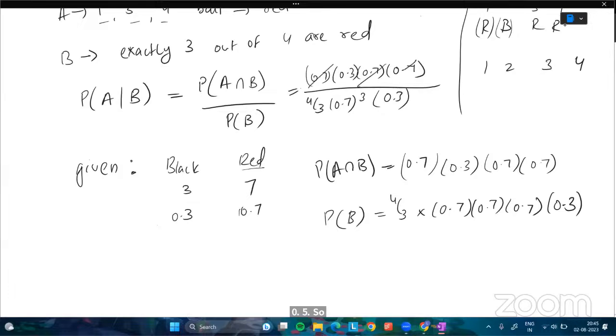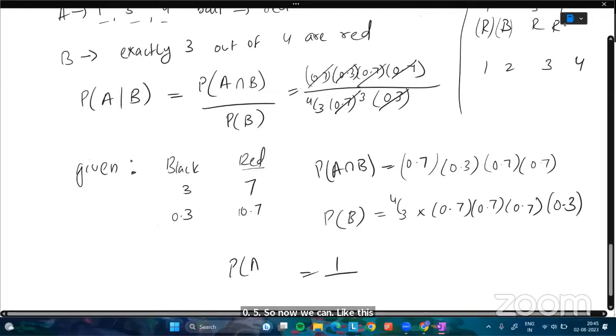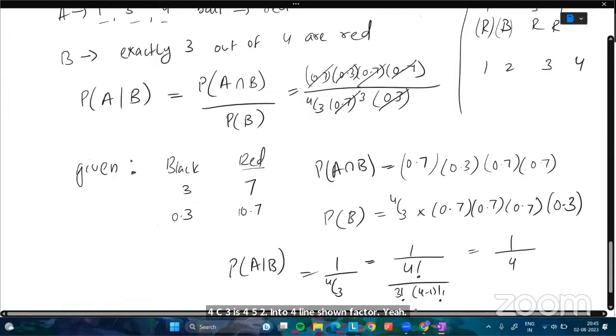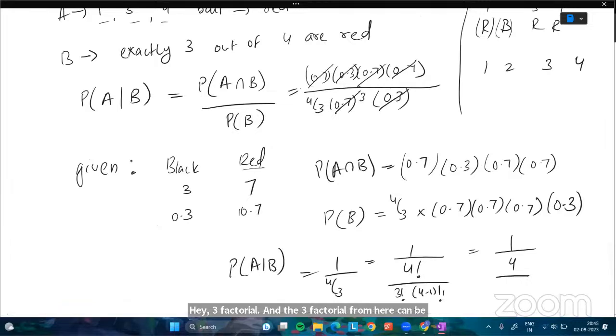Now we can simplify this. It will finally just be 1 by 4C3. 4C3 is 4 factorial by 3 factorial into 4 minus 3 factorial. So this will be 1 by 4 factorial over 3 factorial, and the 3 factorial can be cancelled out. And 4 minus 3 is 1. So the answer will be 1 by 4.